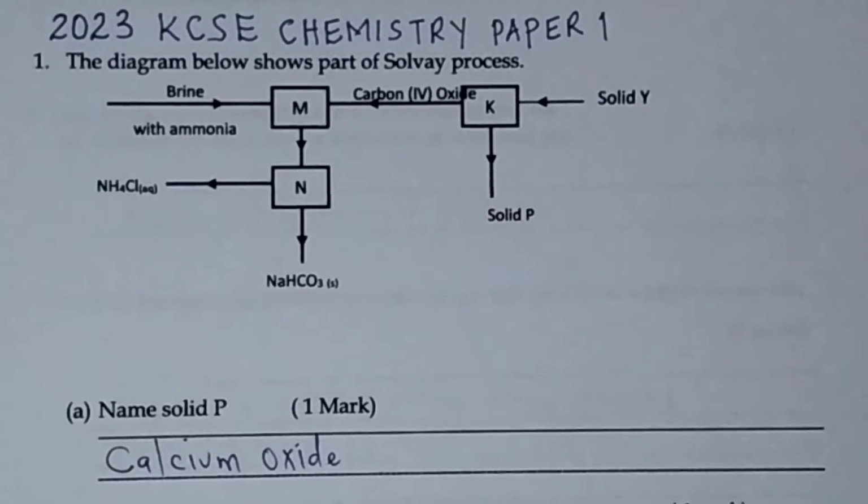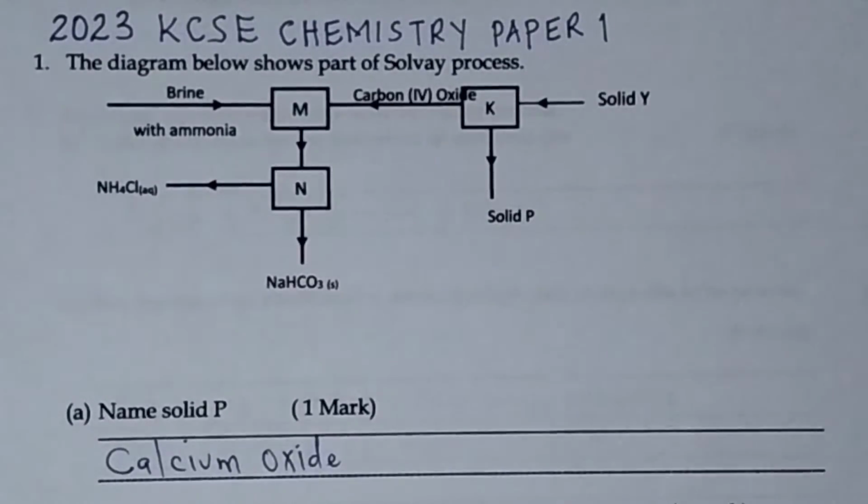Hello students, welcome. Today we want to do the 2023 KCSE Chemistry PP1 prediction. As you know, PP1 Chemistry has several questions; it can have 29, 28, 30, or 31 questions, something like that. So I want to start with question number 1.